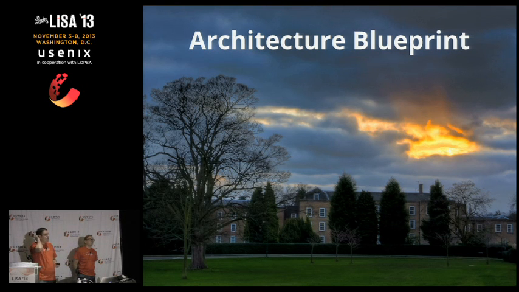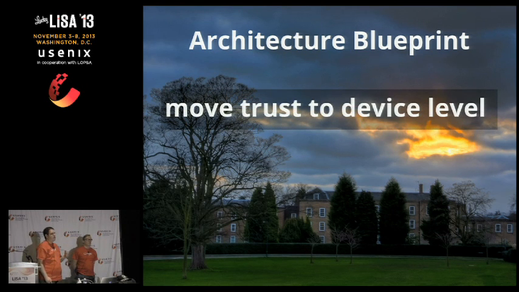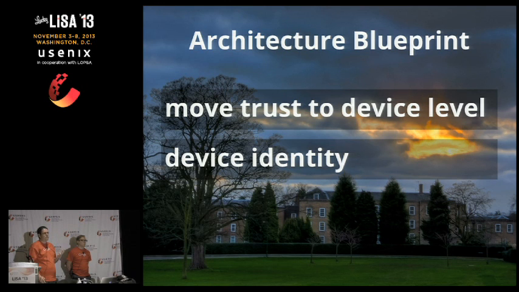Okay, so this was a high-level overview of the mission statement and the vision. And we have developed an architecture blueprint to support this model. And there are following ideas behind it. So we want to move the trust from the network level, meaning IP address, up to the device level. And as we are not relying on the IP address anymore, we have to come up with another concept to identify a device. So it's important that we come up with an idea about device identity and represent this identity with a credential a device can use to authenticate against our infrastructure.